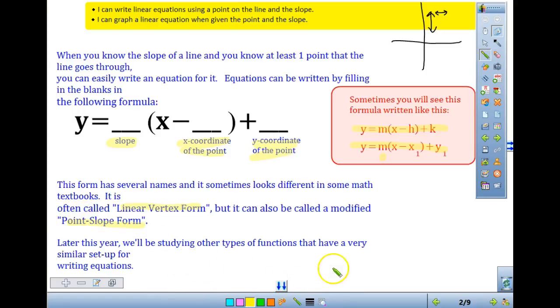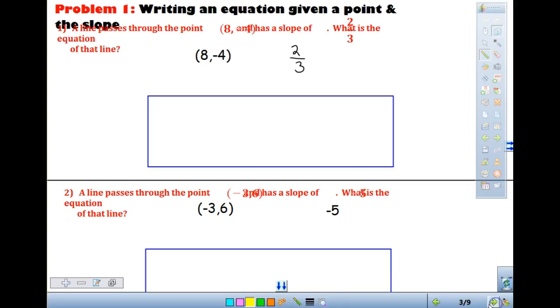Later this year, we're going to be studying all types of functions. Our absolute value falls into the same form. Our quadratics are going to go into the same type of equation. So when you get into your Algebra 2 class, or if you have an older sibling or a friend at the high school who is in Algebra 2, they are doing the same form, and if you can get it down now, it's just going to make it much easier going forward.